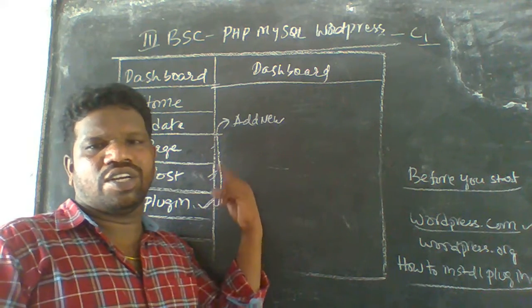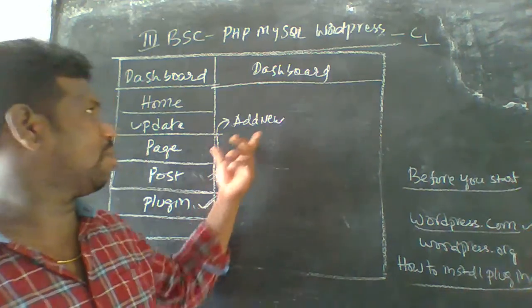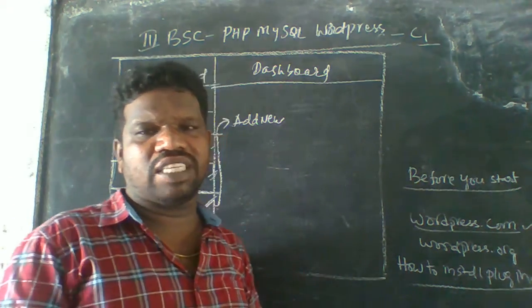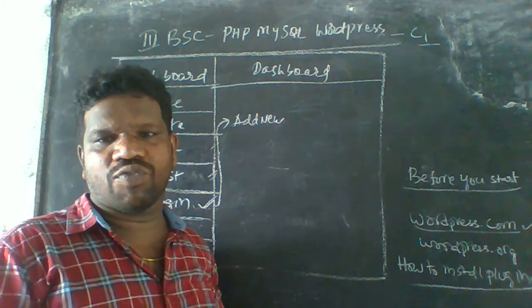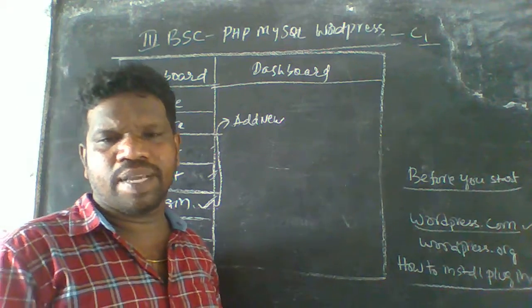Whenever we click the plugin tab, it automatically shows Add New. In this Add New page inside your WordPress admin area, we have to see some admin areas that will be available here.